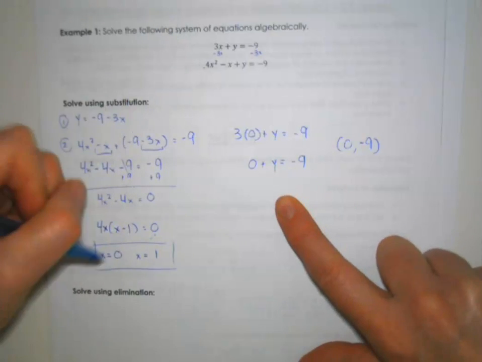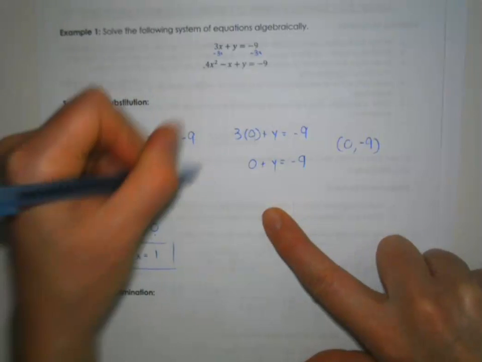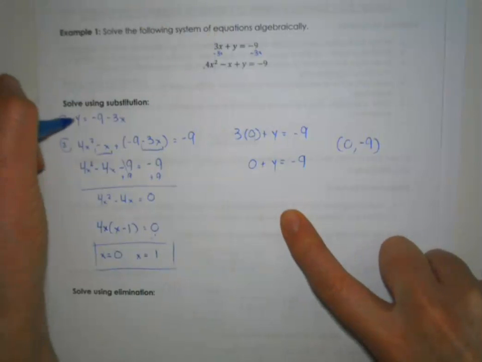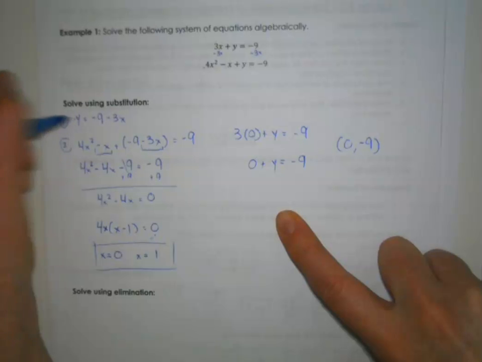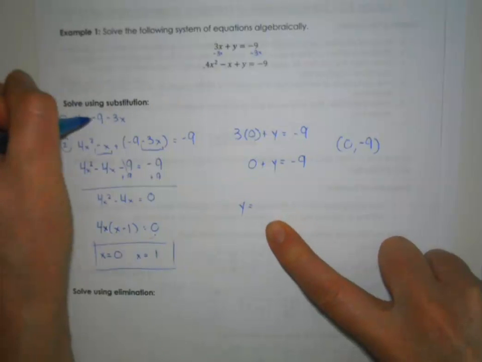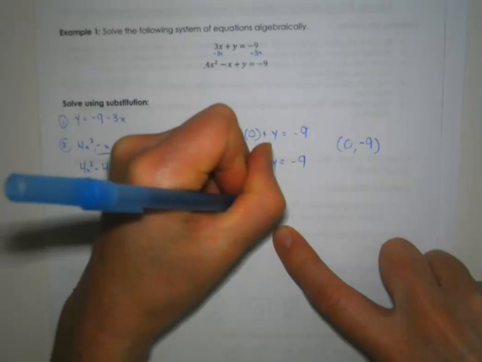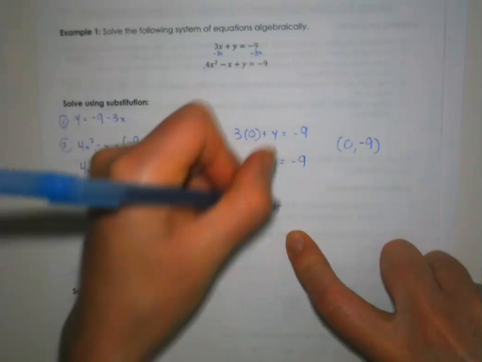Okay. The other solution, x is 1, so we're going to have, actually I'm going to use, just like I showed you on the previous page, my rearranged one just to make things easier. -9 minus 3 times 1.